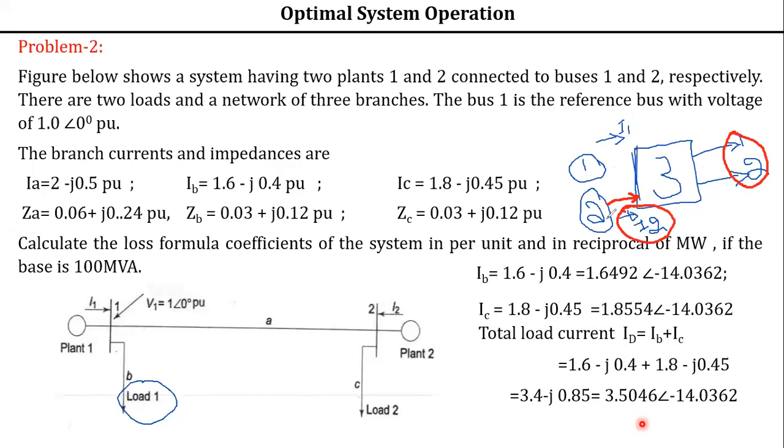Under this condition, find out the current distribution factor for these three branches. That is MA2, MB2 and MC2, where suffix 2 indicates only plant 2 is operating. So this is what you have to do now. Is it clear? We will see that in the next slide.